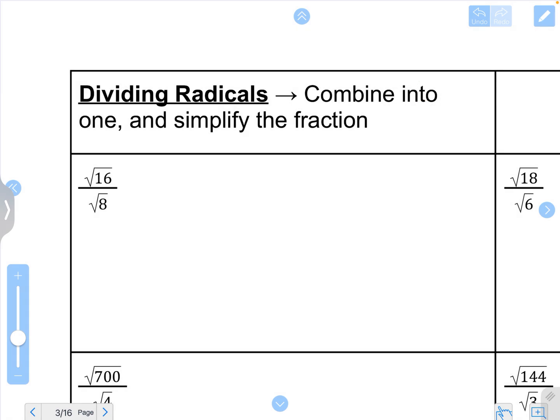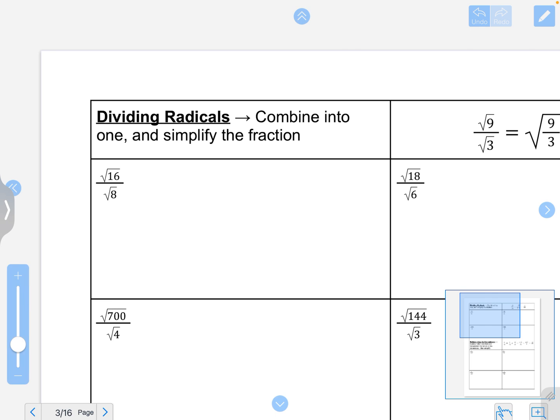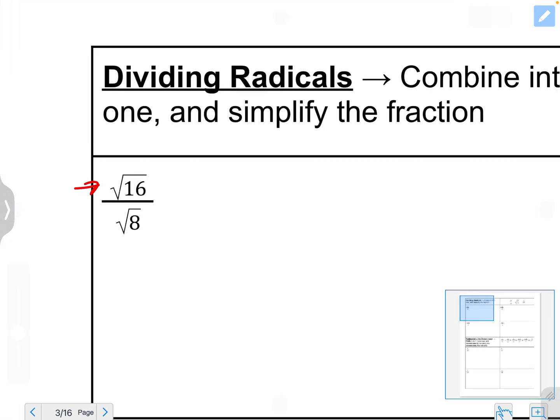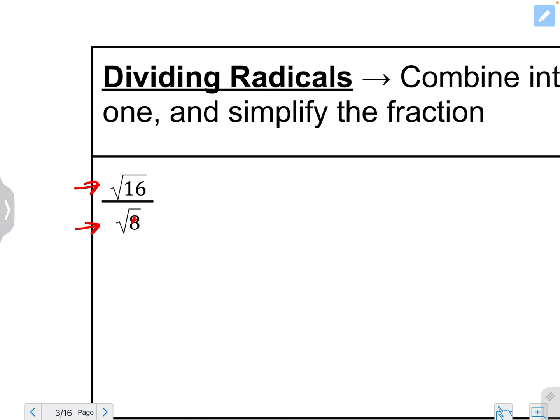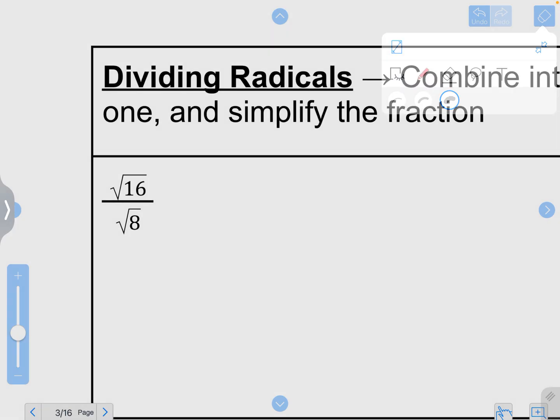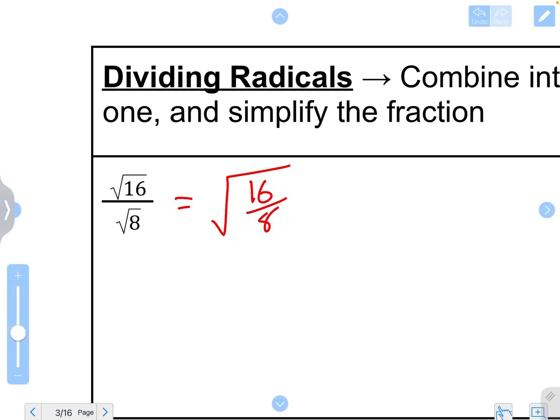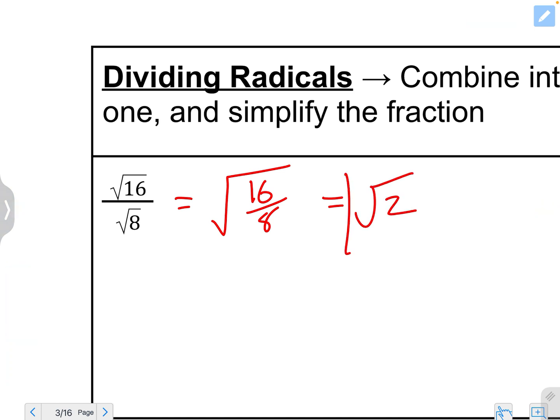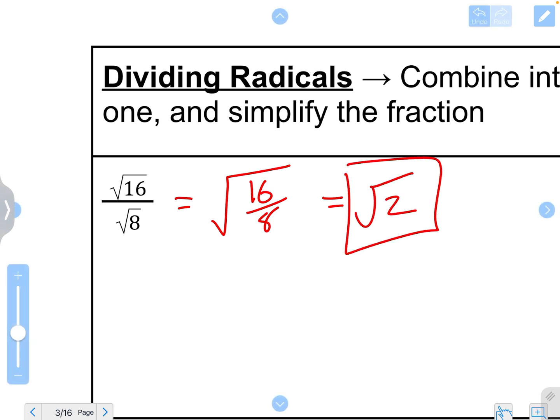All right, dividing radicals. So we've got 2 different ways that we can do this, and it just kind of depends on what way works. So if our top number and our bottom number are perfect squares, let's say this was 4, we can simply do the square root of 16 is 4, the square root of 4 is 2, and so our final answer would be 2. But if we run into a problem where they're not both perfect squares, what we can do is we can combine both of these into one big radical. So I can take 16 divided by 8, which I know is 2, and so our final answer is going to be the square root of 2.